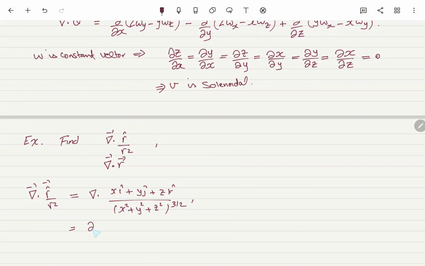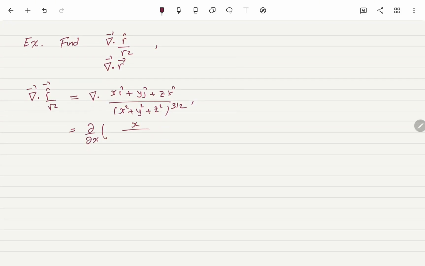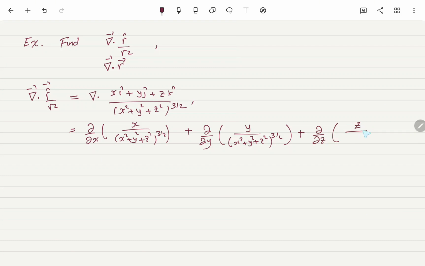which equals ∂/∂x of x divided by (x² + y² + z²)^(3/2), plus ∂/∂y of y, same rule here, over (x² + y² + z²)^(3/2), plus ∂/∂z of z over (x² + y² + z²)^(3/2), this one here.